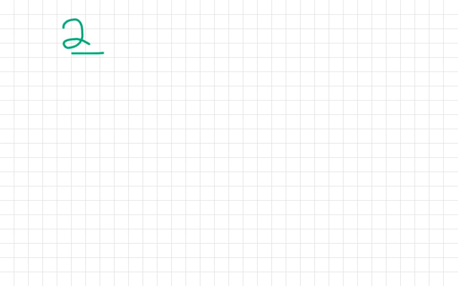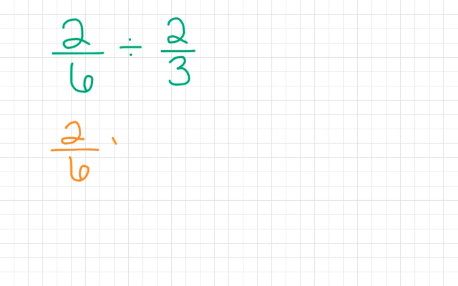Next one is 2/6 divided by 2/3. Okay, pause your video, try this one on your own, and then come back to check your work with mine. All right, here we go. 2/6. We're going to change this to multiply by the reciprocal. So that would be 2/3. The reciprocal would be 3/2.